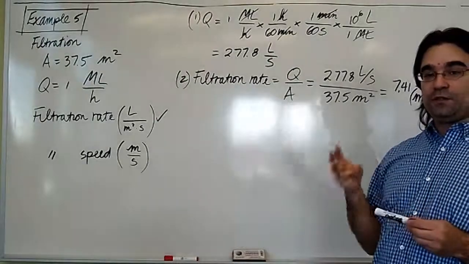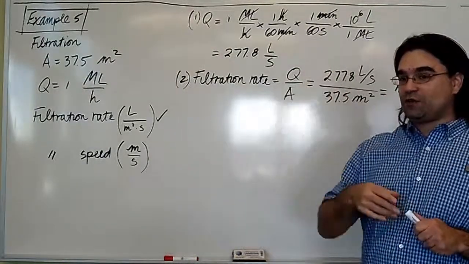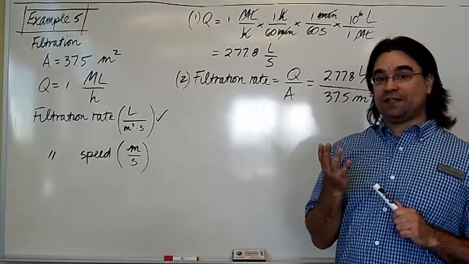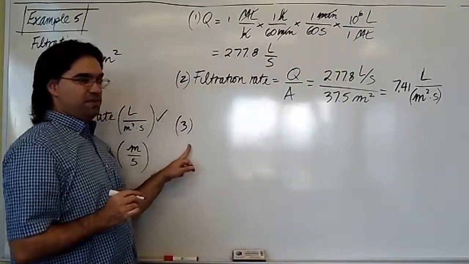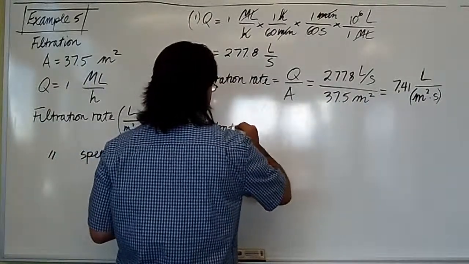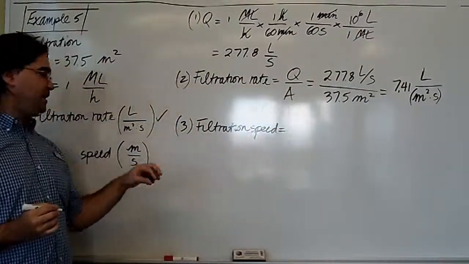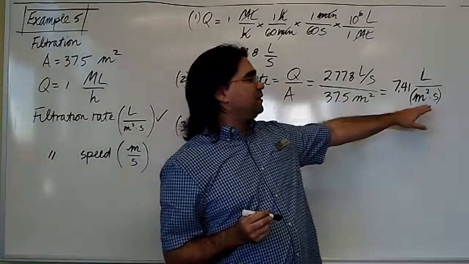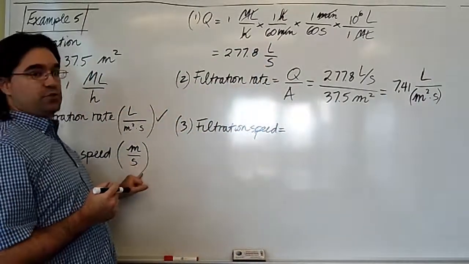Now we're ready to move on to the third and almost final step, calculating the speed at which water is flowing through this filter. As it turns out, for the most part, we've already calculated it. Let me show you. So for step 3, we want to find out the filtration speed in meters per second. Well, it turns out we already have it here. The units aren't quite right up to snuff in meters per second.